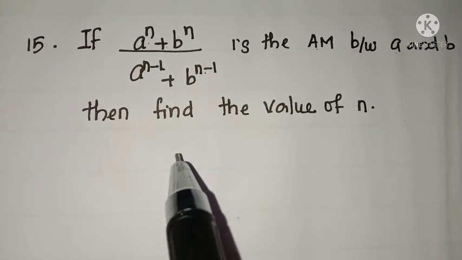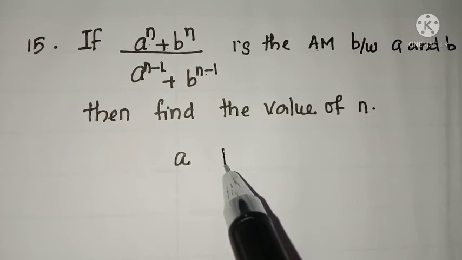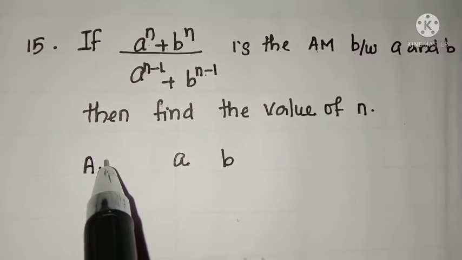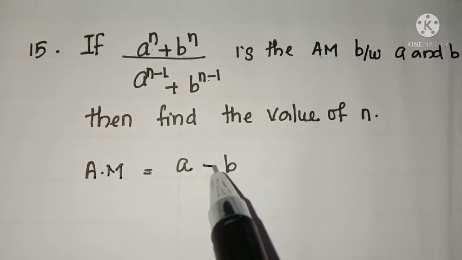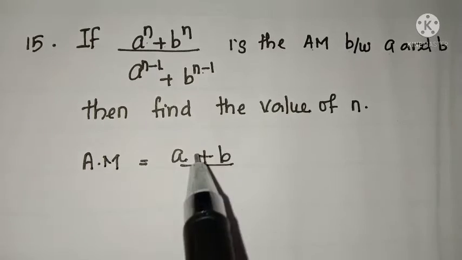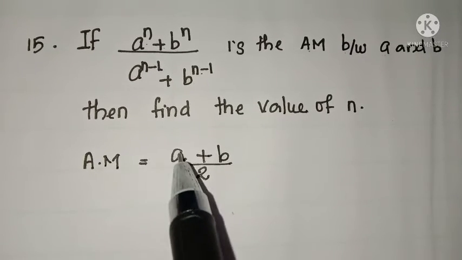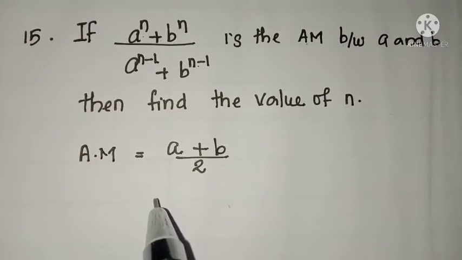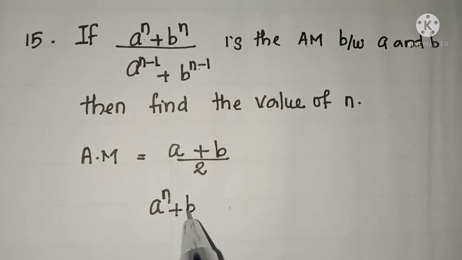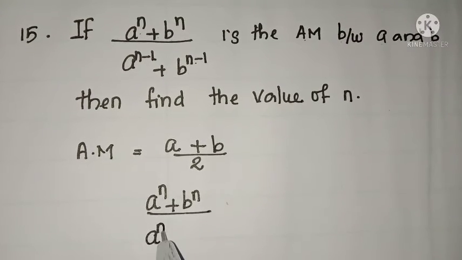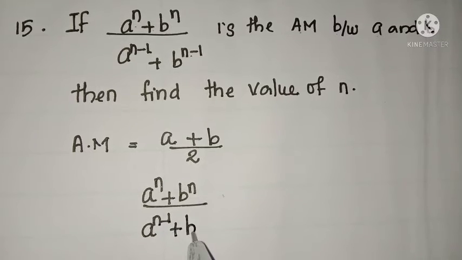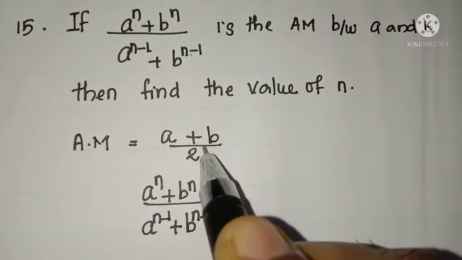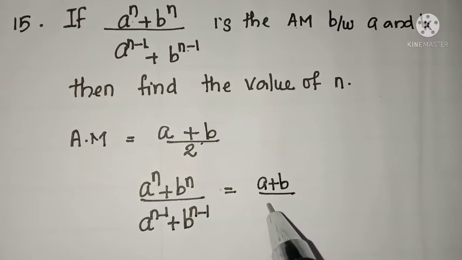So listen, there is a result. If a and b are two numbers in an AP, then the arithmetic mean of these two numbers is defined as a plus b by 2. Learn the formula by heart: arithmetic mean of a and b is a plus b by 2. Here the arithmetic mean is given, so we can equate: a raised to n plus b raised to n by a raised to n minus 1 plus b raised to n minus 1 equal to a plus b by 2.